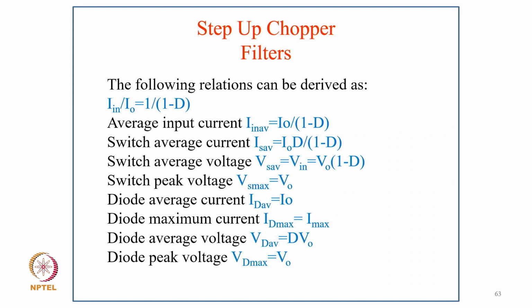So the following relations can be derived. I_in upon I_o equal to 1 upon (1 minus d), and the average input current is I_in average equal to I_o upon (1 minus d), and the switch average current is I_s average equal to I_o d upon (1 minus d), and the switch average voltage is Vs average equal to Vo into (1 minus d), and the switch peak voltage is Vs equal to Vo. Diode average current is I_D average equal to I_o, and the diode maximum current is I_D max equal to I_max, and the diode average voltage V_D average equal to d Vo, and the diode peak voltage V_D max equal to Vo.